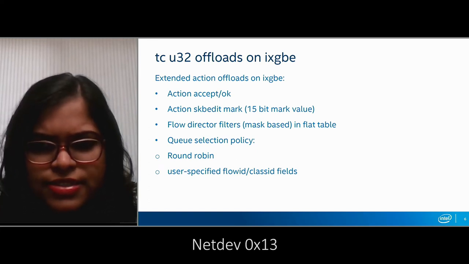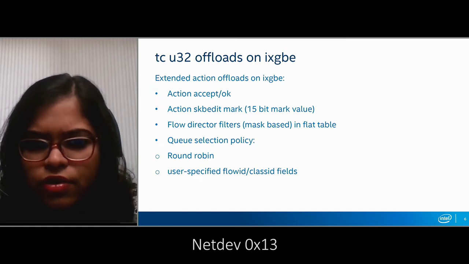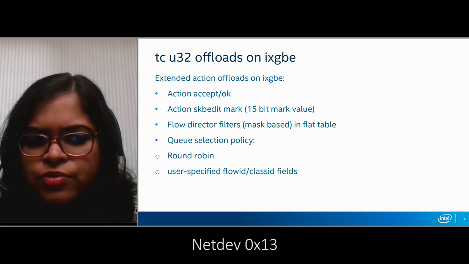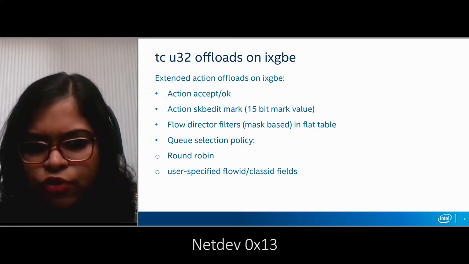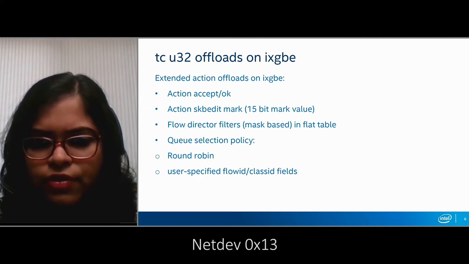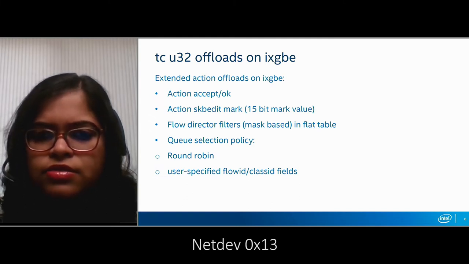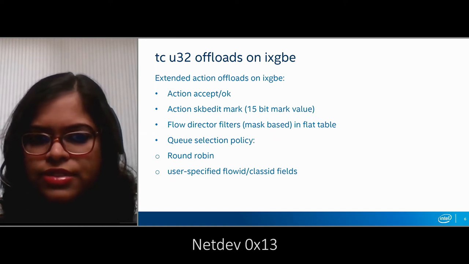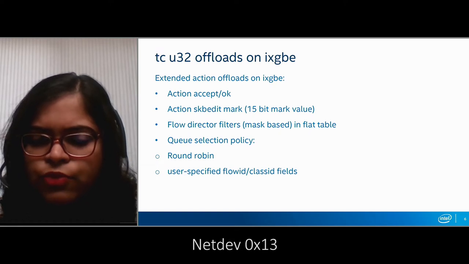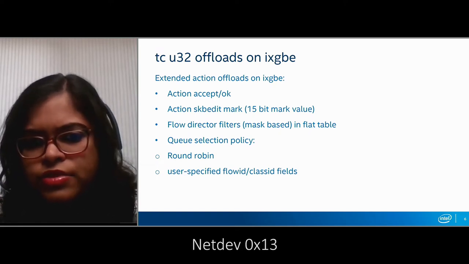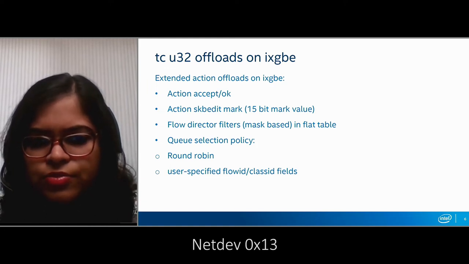So we further extended the U32 offloads that we already support on IXGBE. IXGBE so far supports U32 offloads for matching on L3 and L4 headers, and the actions supported were drop or redirect to a forwarding device like SR-IOV VFs or MACVLAN devices. So we added extensions to support more TC actions like action accept and action skbedit mark. IXGBE supports a 15-bit mark value. So these are essentially flow director rules in the hardware in a single flat IXGBE table.